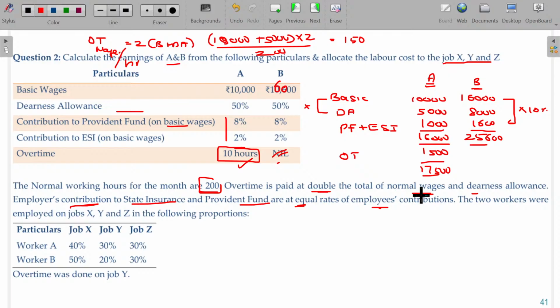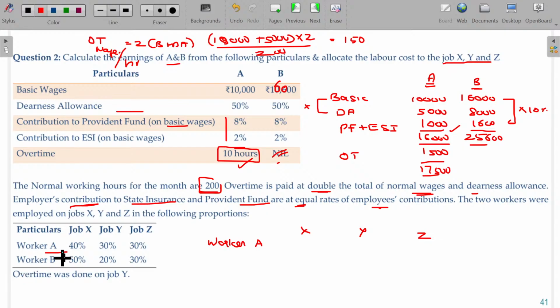The two workers were employed on jobs X, Y, and Z in the following proportions. Okay, job X, Y, and Z. Then worker A. What is the salary payable to worker A?